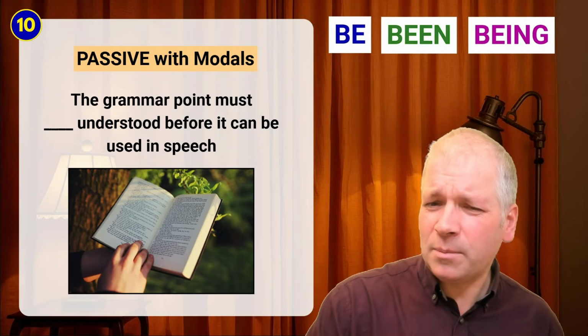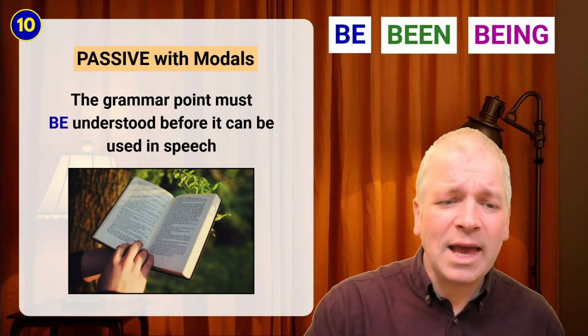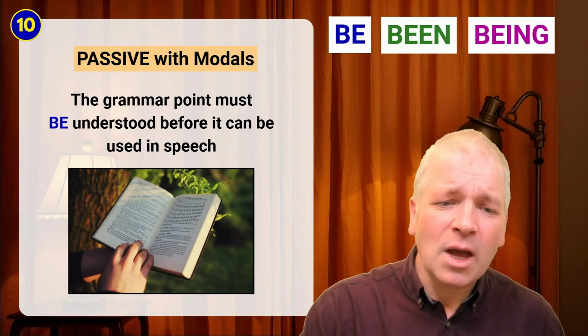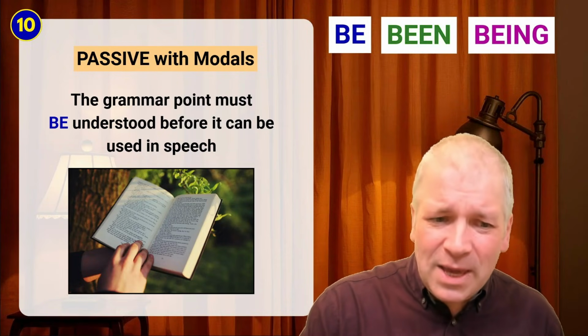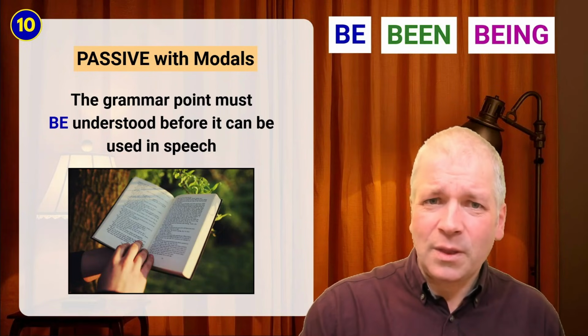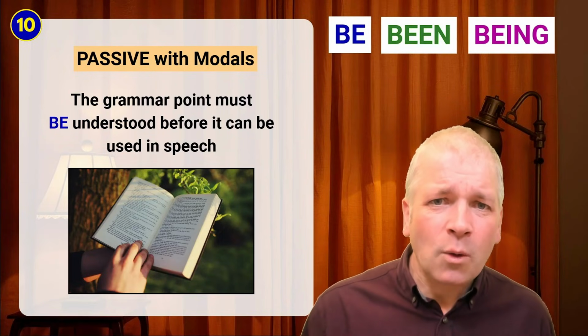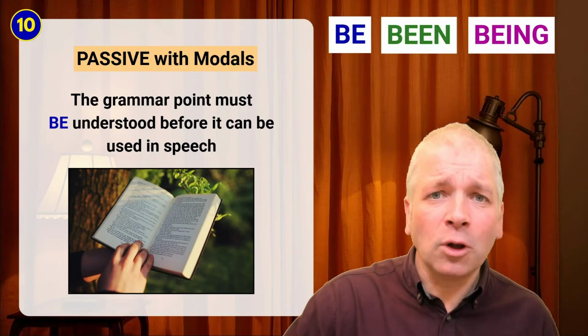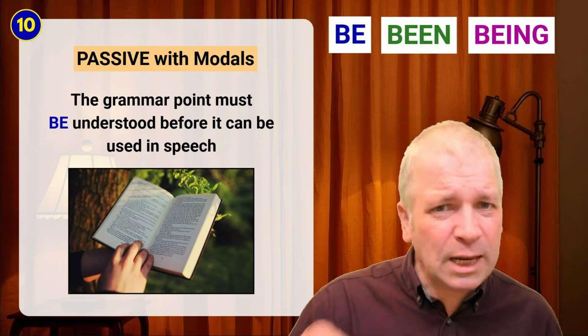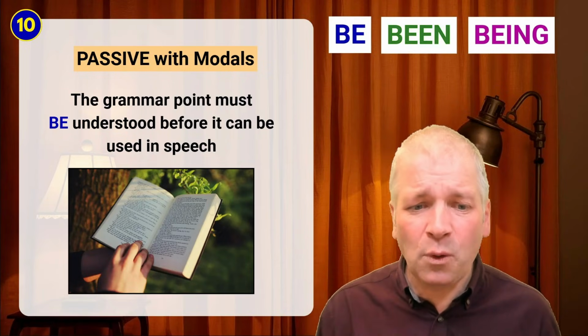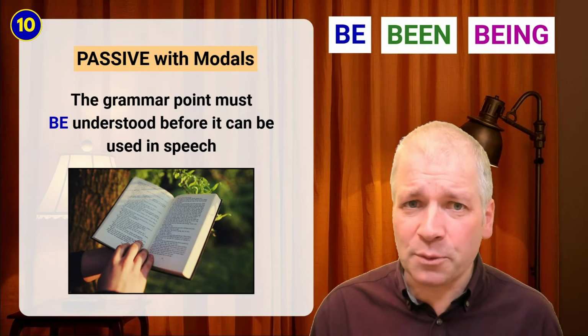Is it be, been, or being? Well, here it is be. The grammar point must be understood. That's the passive form. Why? Because after the modal, we use the infinitive. It's repeated in the second clause: before it can be used.